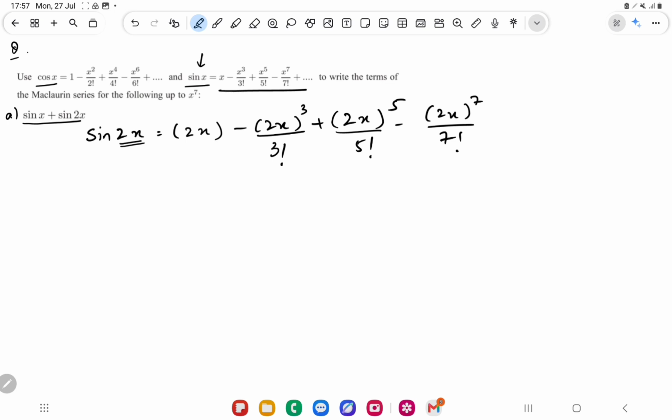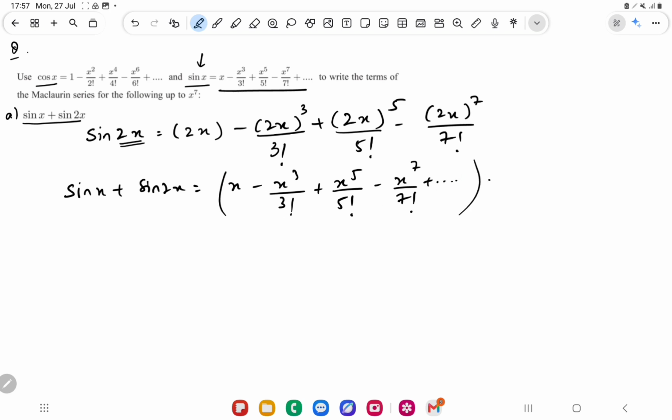Once I have sin x and sin 2x, now I can add these two. So my sin x plus sin 2x will become x minus x cube over 3 plus x to the power 5 over 5 factorial minus x to the power 7 over 7 factorial. Now I have to write this plus the addition sign. Now I am expanding it. So I will get 8x cube over 3 factorial plus 32x to the power 5 upon 5 factorial minus 128 over 7 factorial into x to the power 7 and so on.